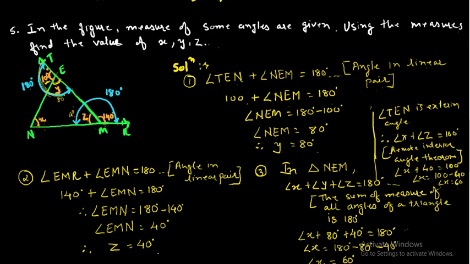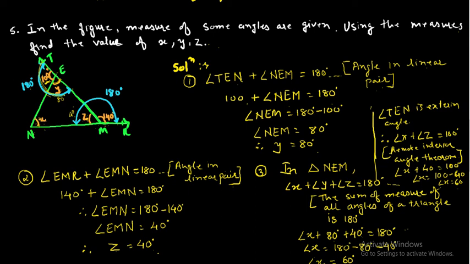Okay, so in triangle NEM, x plus y plus z is 180 degrees, because the sum of the measures of all the angles of a triangle is 180 degrees. We will have this 80 and 40. So instead of y and z, we will put 80 and 40, their values.